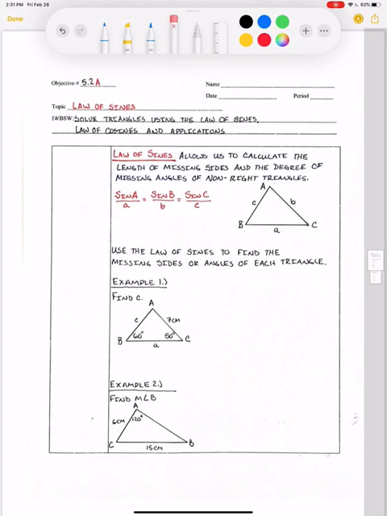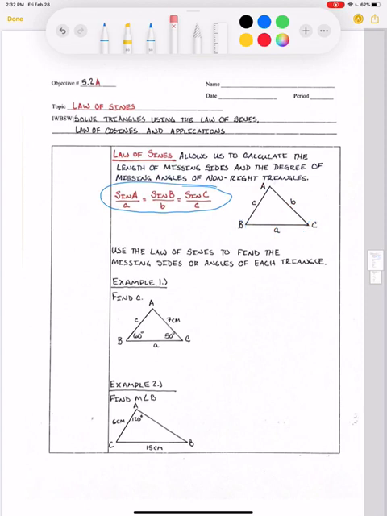So when we have a non-right triangle, we can't use the Pythagorean theorem, we can't use SOHCAHTOA, we can't use our special right triangle rules because it's not a right triangle. So what we have to use is the law of sines. The law of sines, as you can see right here, is set up as a little formula. It's a ratio. So if you notice, angle A matches up with side A, angle B with side B, angle C with side C, and they create this ratio, which we call the law of sines.